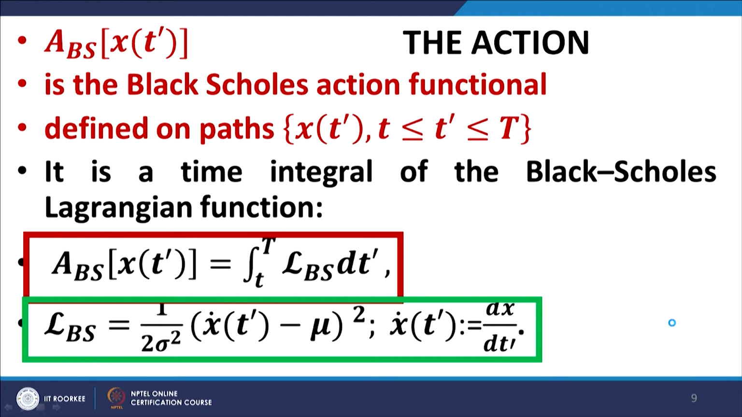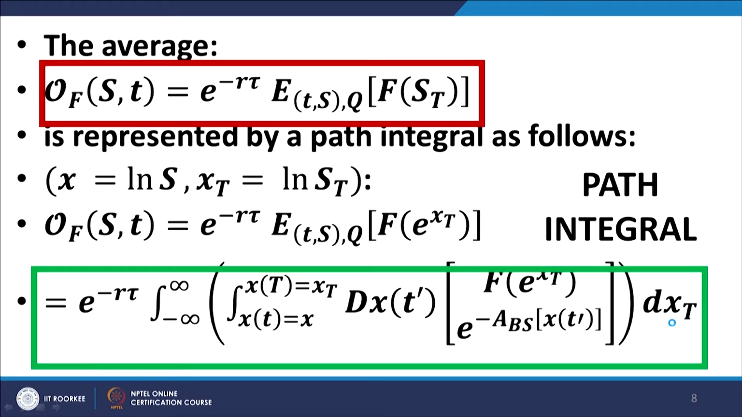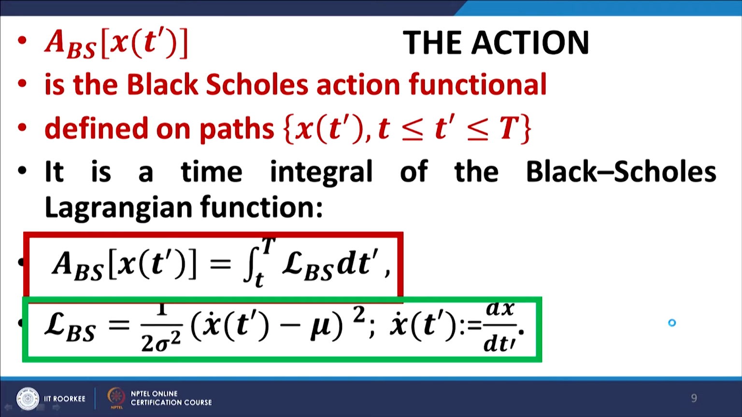The important term here, if you note carefully, is the Black Scholes action A B S, which is the action functional. It is defined on paths as was the case in quantum mechanics, and it is a time integral of the Black-Scholes Lagrangian function. So, the action is the time integral of the Black-Scholes Lagrangian function as shown in the red box here, and the Black-Scholes Lagrangian function is given by the expression in the green box here.